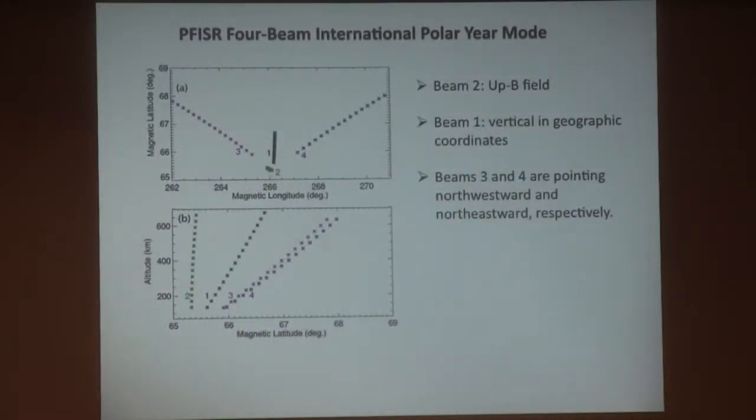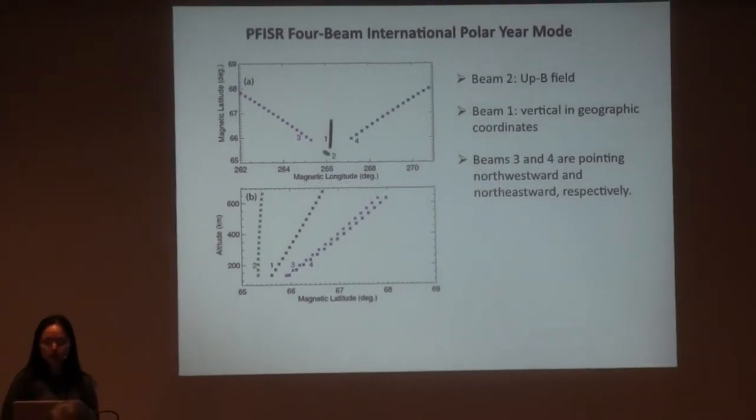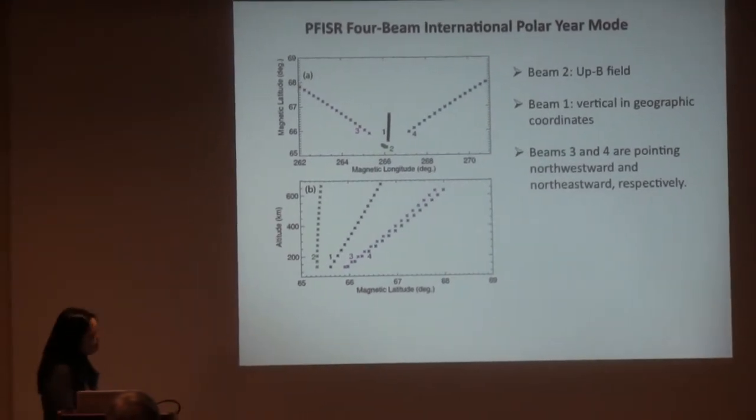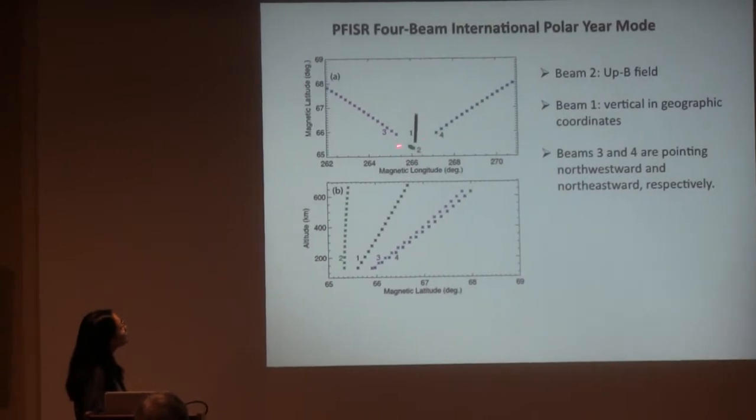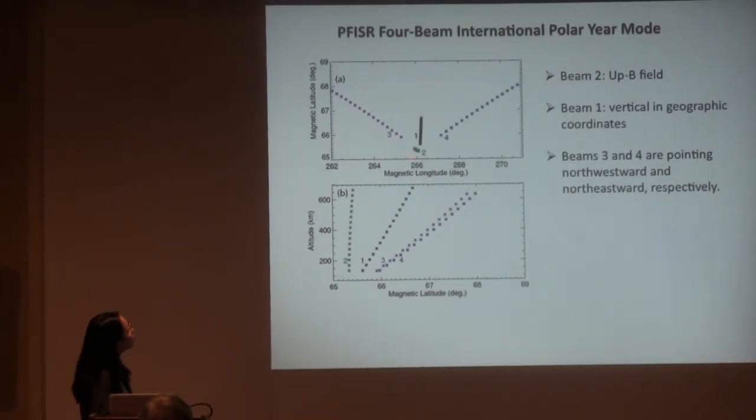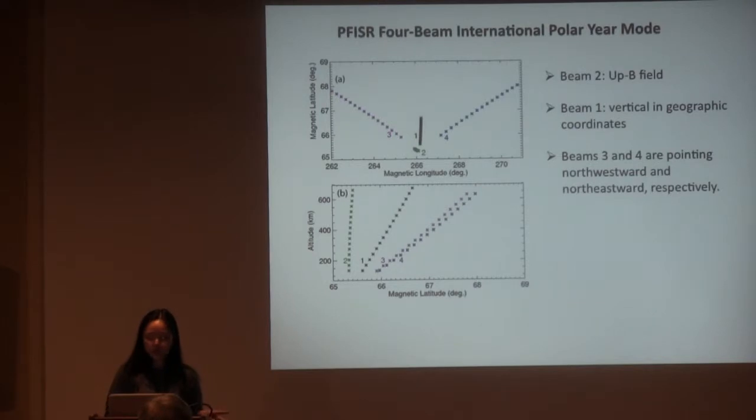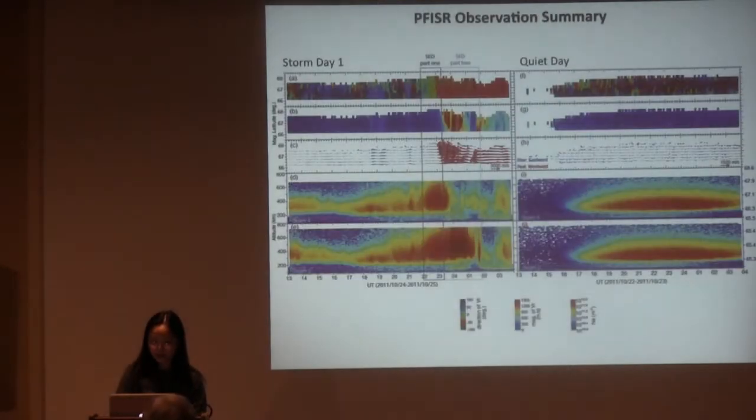Okay, before I show you the further observations, I'd like to talk about the beam configuration for this experiment. It's a four beam configuration. We have one beam located at the lowest latitude looking along the magnetic field. The beam in the center is pointing vertically in geographic coordinates, and there are two more beams looking at a higher latitude, one tilted towards the west and one tilted towards the east.